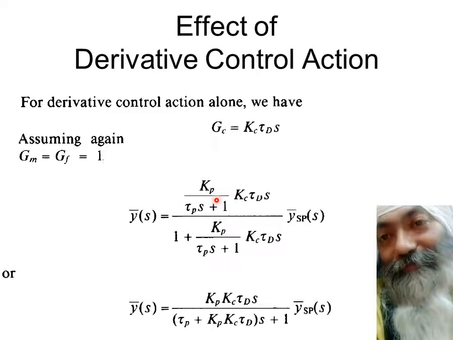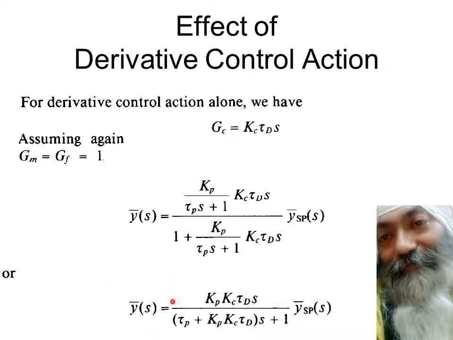So this is Gp, the dynamics of the process. It's a first order process, into the transfer function of the controller, that is Kc tau d s. So as you know, you have Gp Gc divided by 1 plus Gp Gc. Instead of Gp you put this, instead of Gc you put this, and the final response is given by this equation. This is the first order system, and on application of this derivative controller, after simplification, this is what you get.